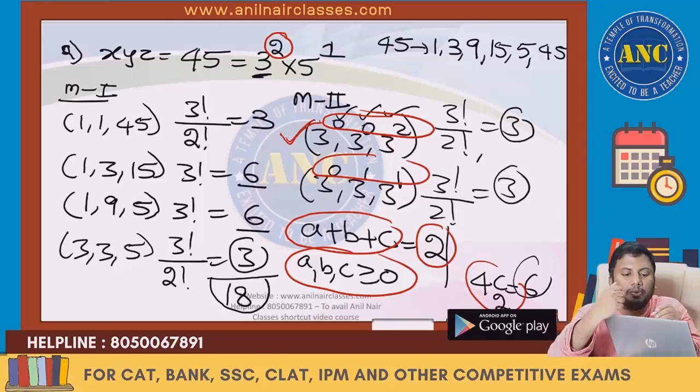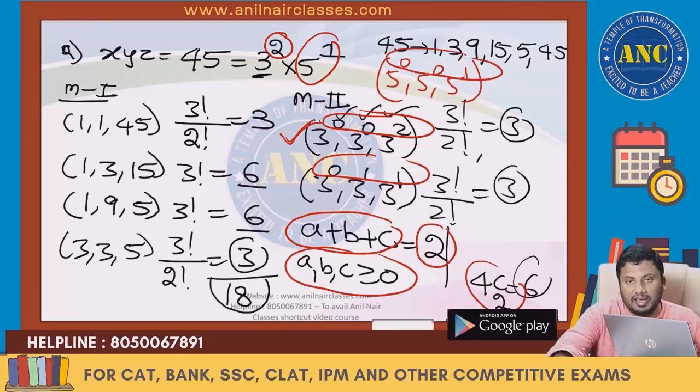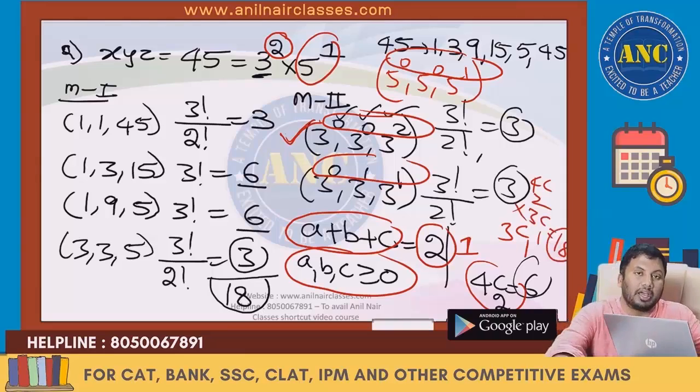Similarly, if I distribute the powers of 5 power 1, it can be 5 power 1, 5 power 0, 5 power 0. Sum of the powers should be 1 and the powers can also take 0. So 1 plus 3 into 3C1. 4C2 into 3C1 is 6 into 3, 18. I hope it is clear.